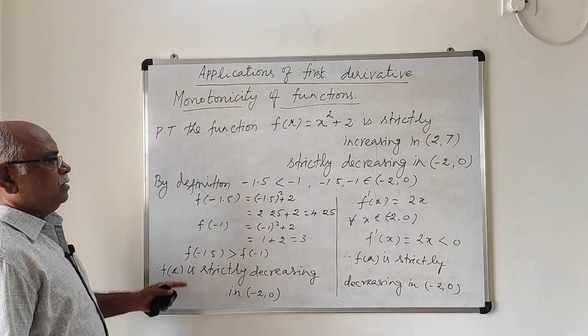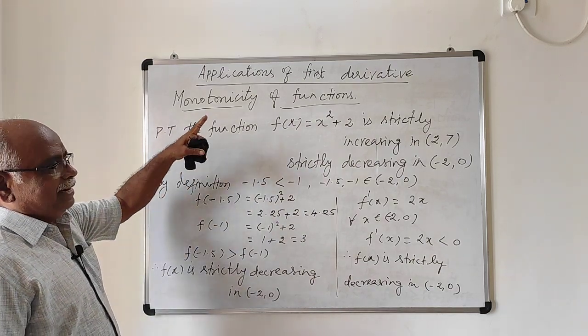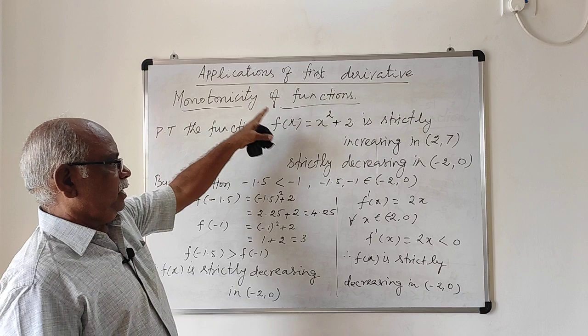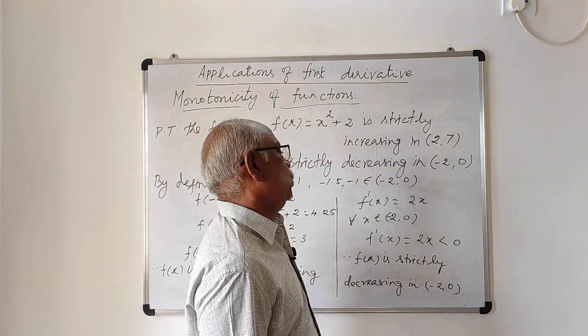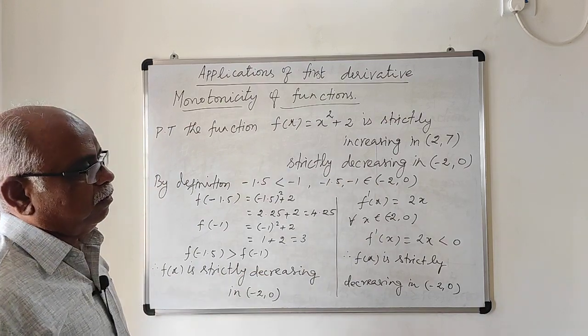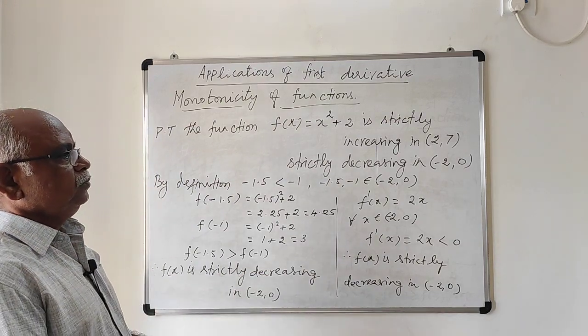Okay, like that the function is to be tested for monotonicity, increasing and decreasing, in the respective intervals 2, 7 and minus 2, 0. That's all about the problem.